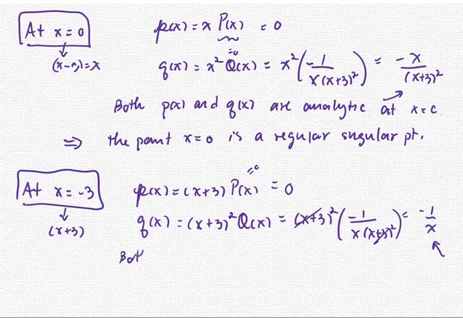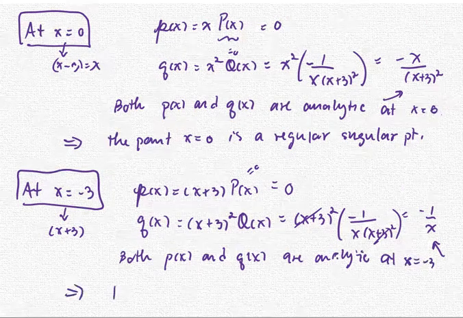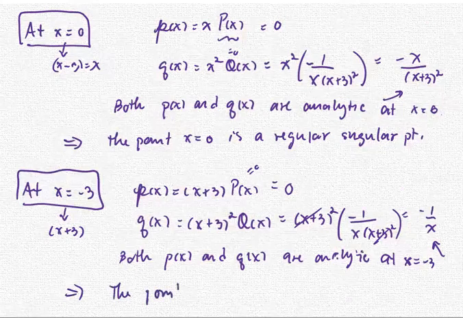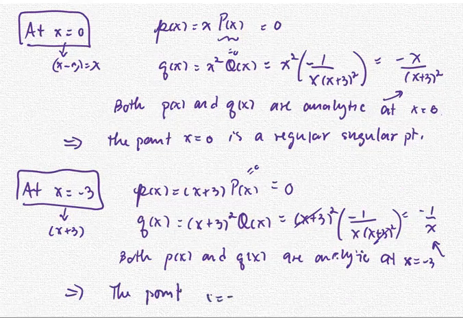So both p(x) and q(x) are analytic at x equals negative 3. Then the point x equals negative 3 is another regular singular point.